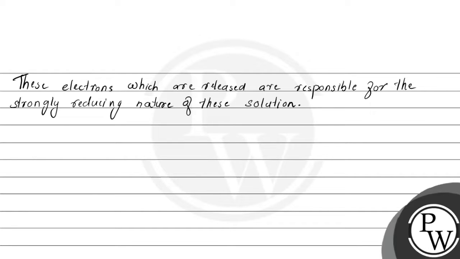Reducing nature का मतलब है ये solution जो है ये दूसरों को reduce कर सकता है. अगर किसी substance को reduce कर सकता है उसका मतलब है they can donate electrons to that other substance which will get reduced. और ये जो electrons release होते हैं, these electrons can be donated or provided for reduction, or we can write these electrons can be supplied for reduction of other substances.